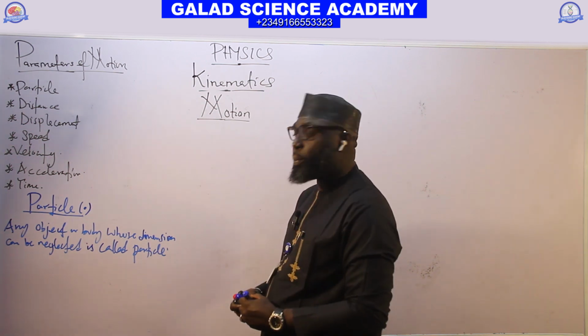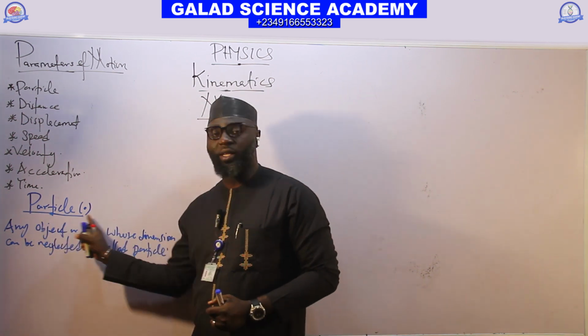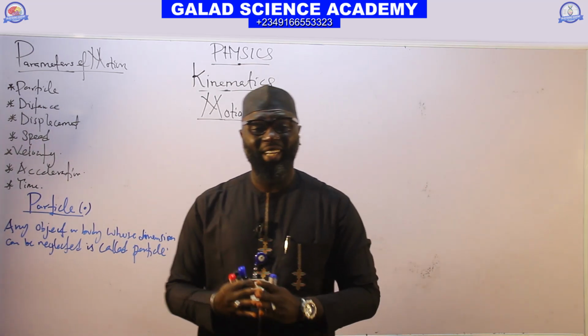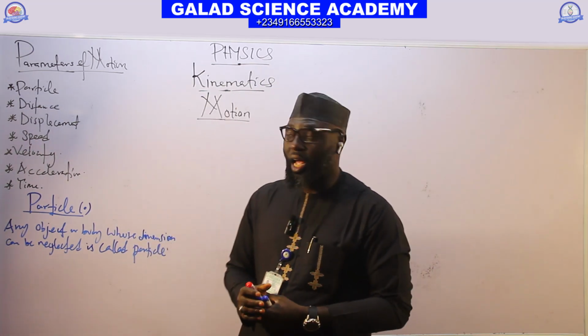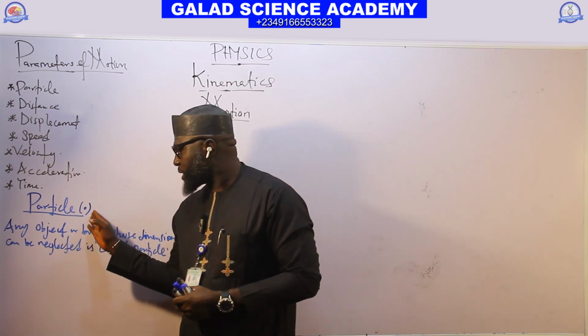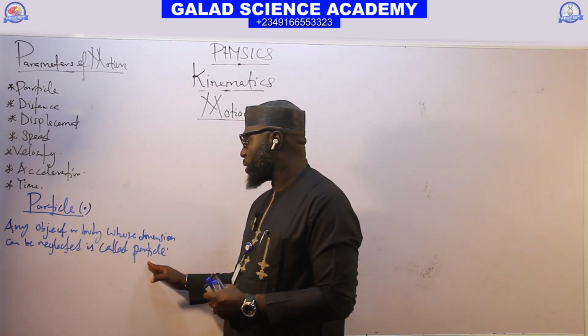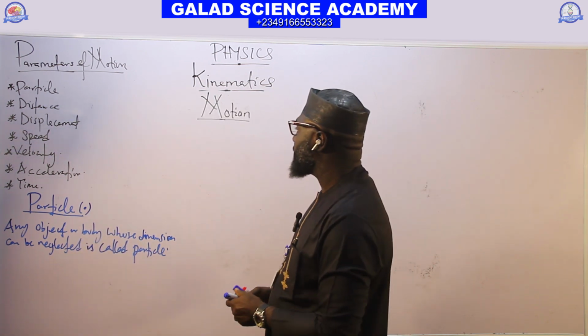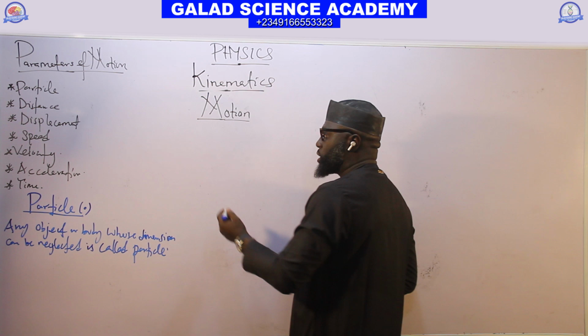So we use dots or points to represent a particle. Any object or body whose dimension can be neglected is called a particle, and a particle is always denoted by a point or dot.